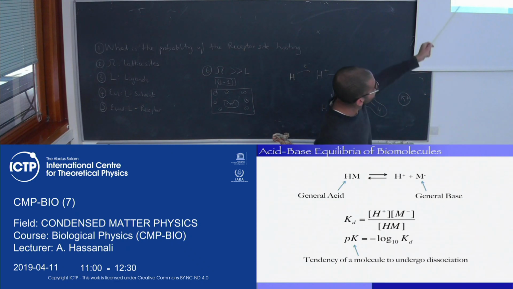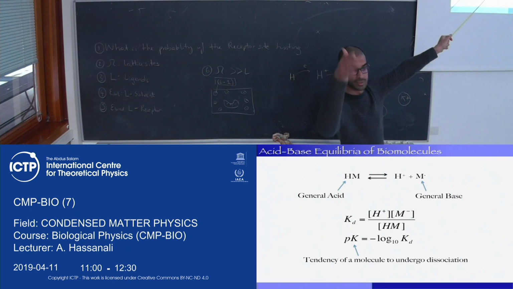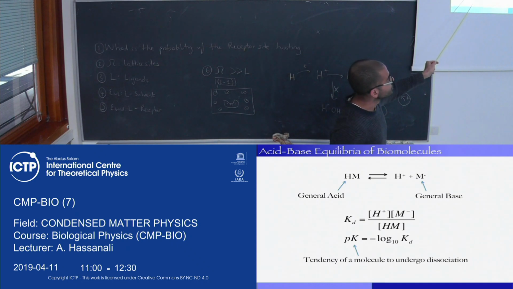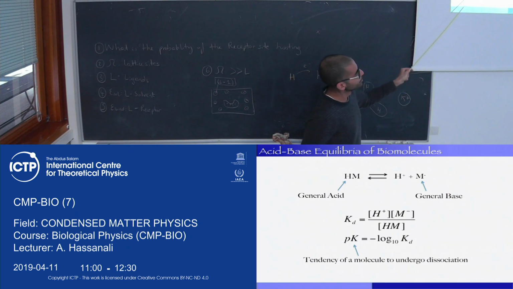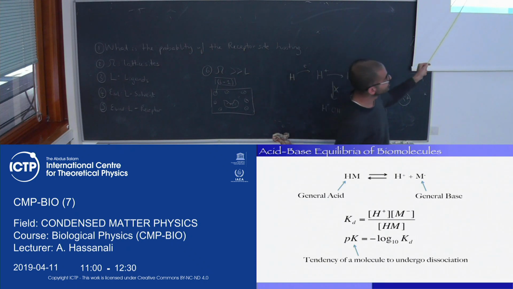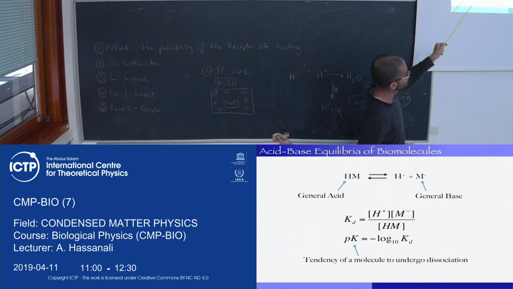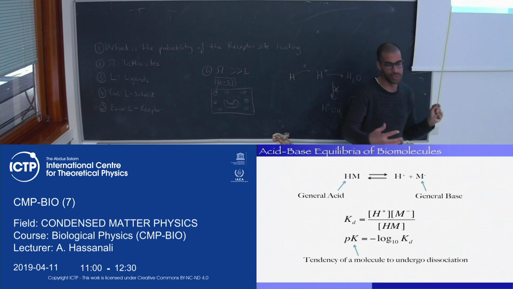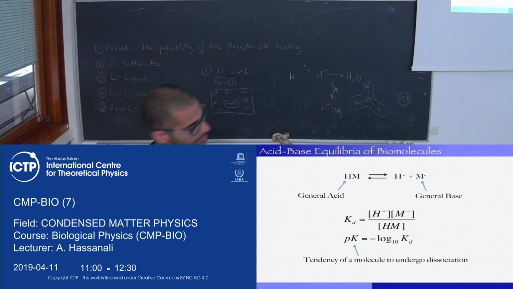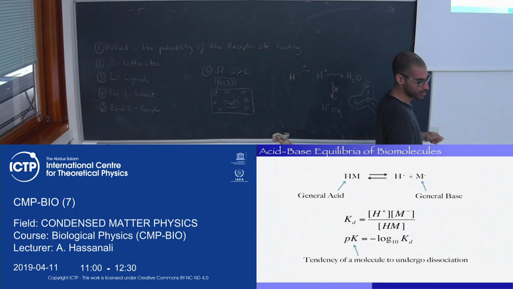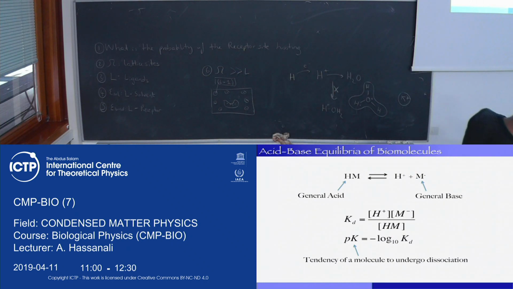Now, in the same way that we wrote the dissociation constants for the ligand binding problem, the dissociation constant is essentially a ratio of the concentration of the product of these two to this. The pK, like pH, is minus log of the concentration, or the ratio of the concentration. So it's, again, a measure of the tendency of the molecule to dissociate. That's all this is. It just puts it on a log scale that allows us to understand it more clearly.